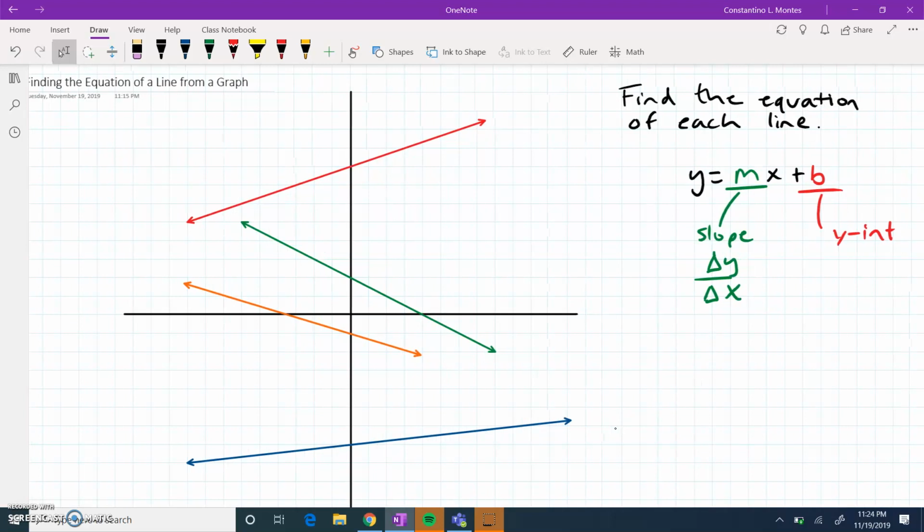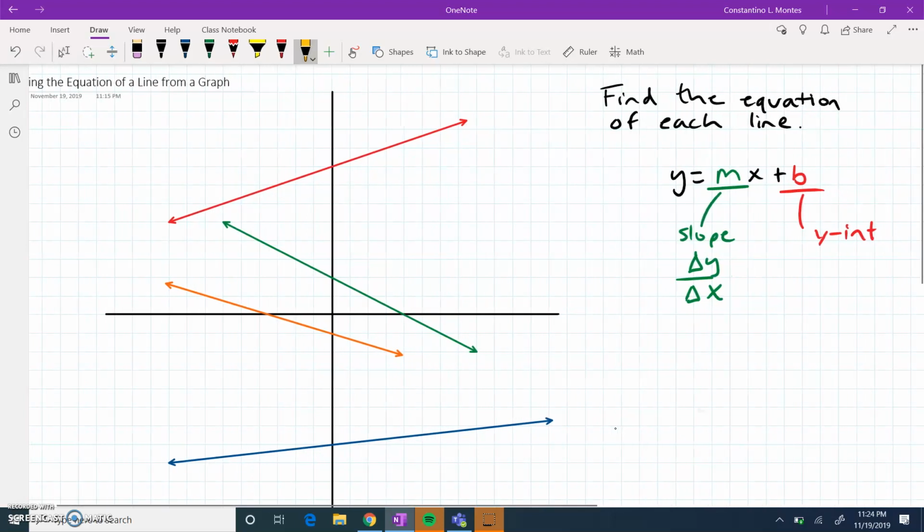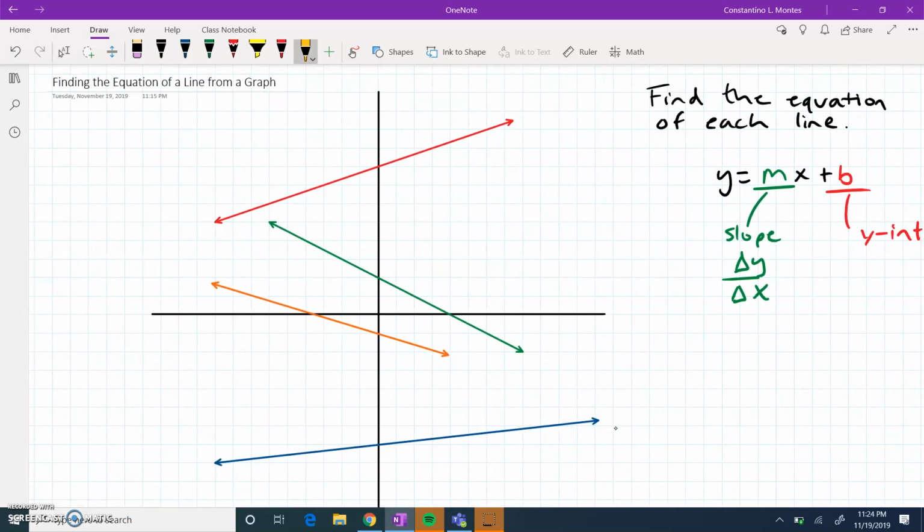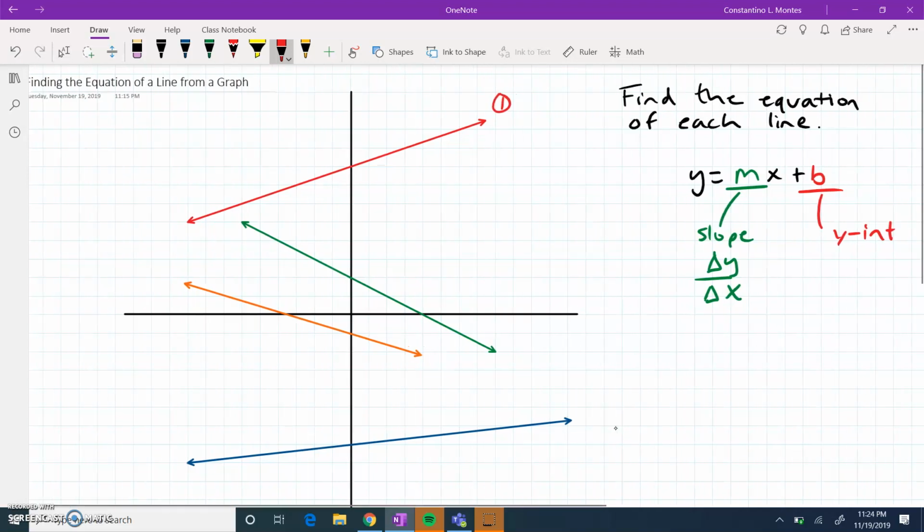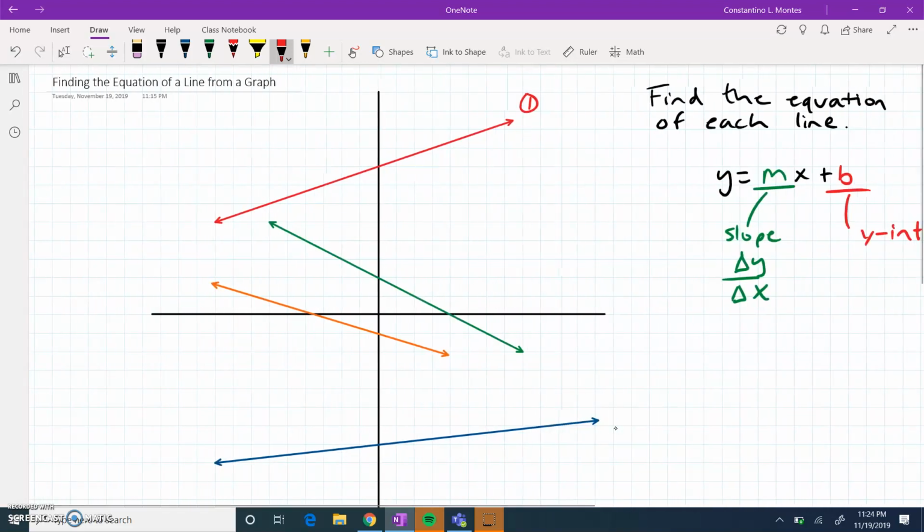How about let's just jump in? So let's do this first. Let's do this red line, this red graph here. We'll call that number 1. There's 2 pieces I have to find. I have to find my slope and I have to find my y-intercept. Typically, the easiest thing to find is going to be our y-intercept.